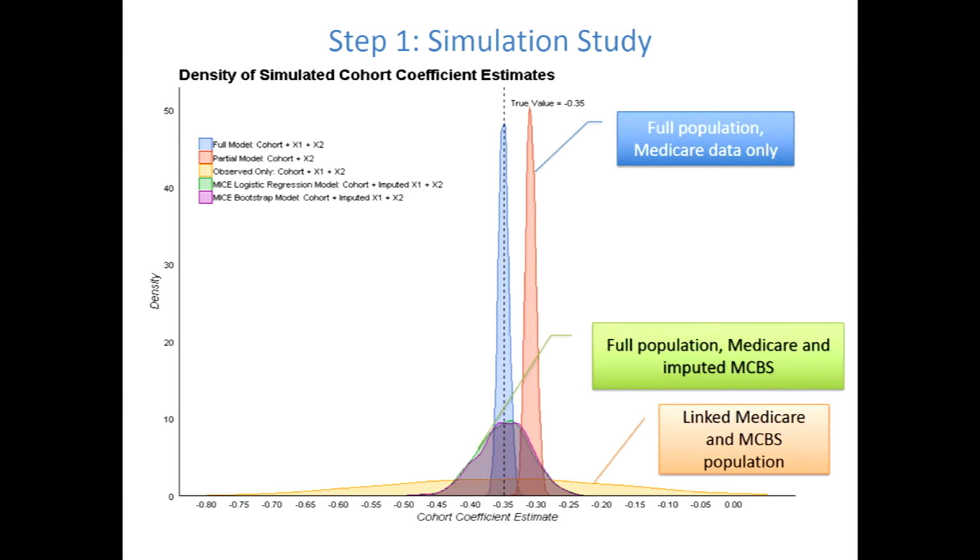Then we perform imputations using chained equations. We use two approaches, very similar. You don't see the difference between them. And this is the linked population. And the precision of the estimate was increased. So we said, let's run the multiple imputations.